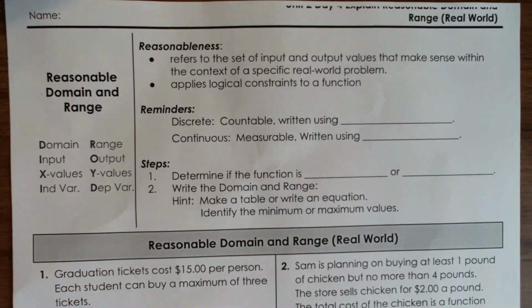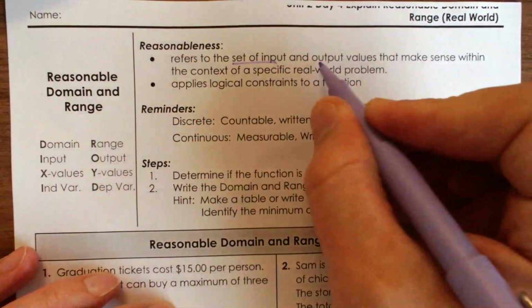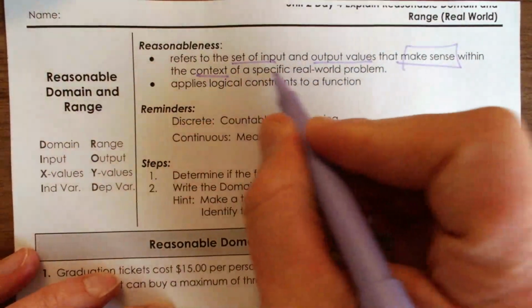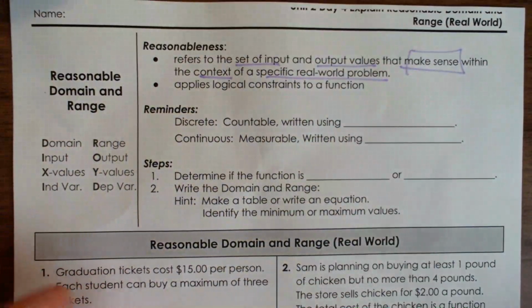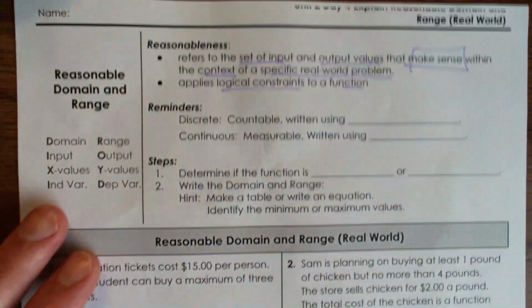Okay, so today we're taking notes on determining if a domain and range is reasonable. So we're checking it for reasonableness. What reasonableness is referring to is whether the set of input and output values make sense within the context of a specific real world problem. Okay, we apply logical constraints to the function.